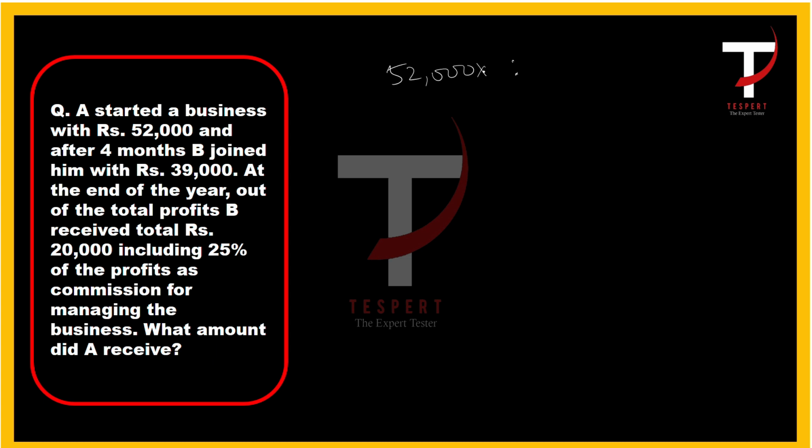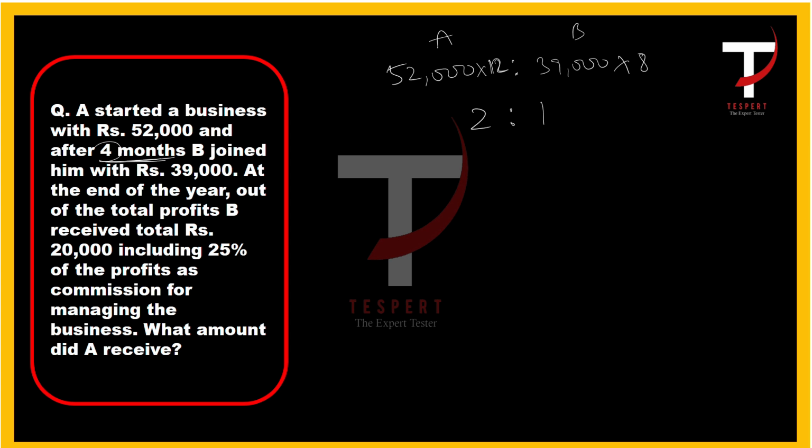For how many months? For 12 months. A invested for 12 months. And B invested 39,000 for 8 months. Why 8 months? Because B joined after 4 months after A. So after A joined, B joined after 4 months. So 4 months means 12 minus 4. After 4 months means 12 minus 4, which is 8. So calculate the ratio. If you calculate, you will get 2:1 as the ratio of profits, right?